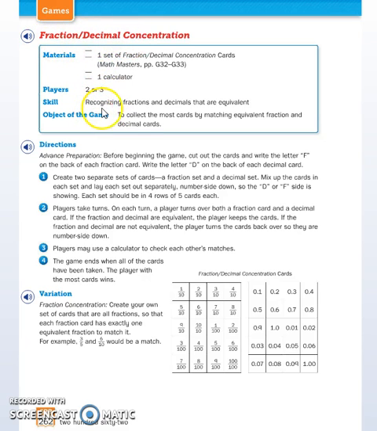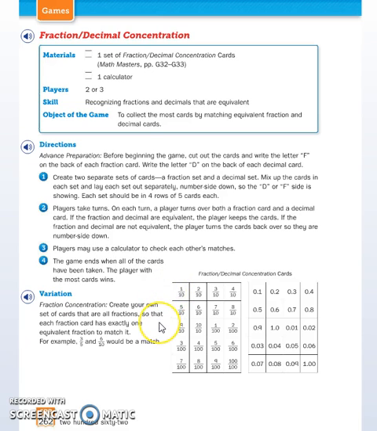So the goal of the game is to flip over as many cards as you can. And in order to keep those cards, you need to get equivalent fraction and decimal cards. So this game is really testing if you know whether fractions and decimals are equivalent.